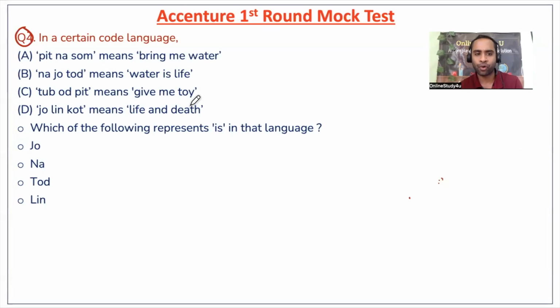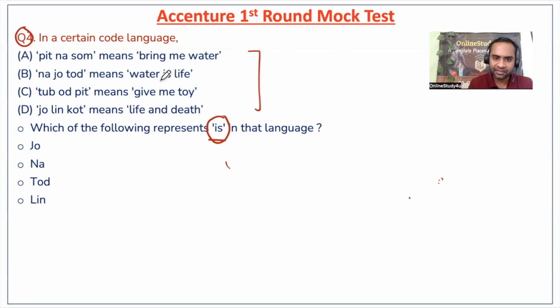In a certain code language, Pete na so means bring me water. Na jo tor means water is life. So they have given the code and then the sentence. Now, what they're asking is which of the following represents "is" in the language. So basically, this is a coding-decoding type of question, and here you have to find the code for "is".